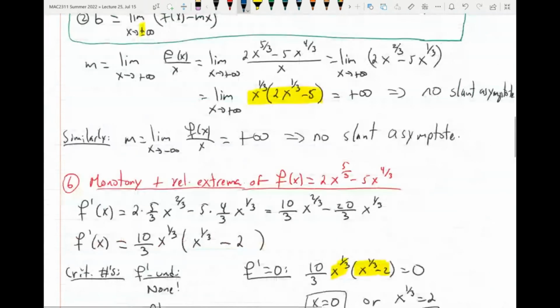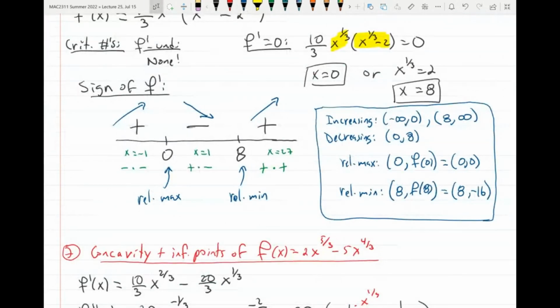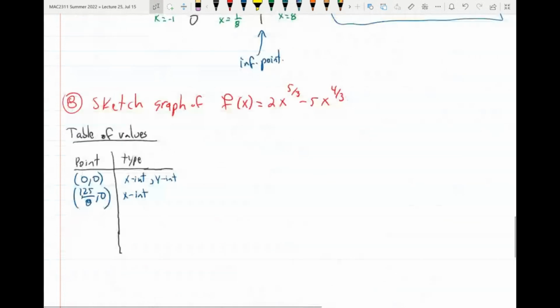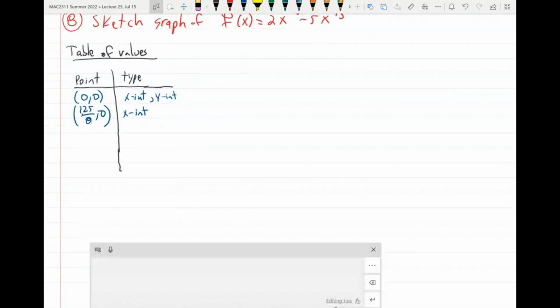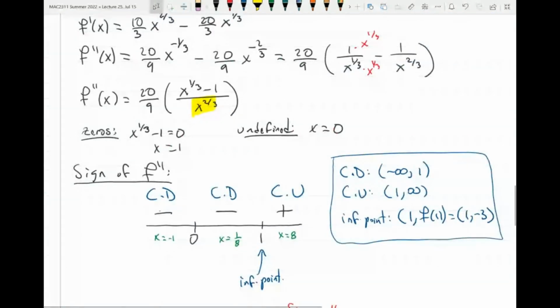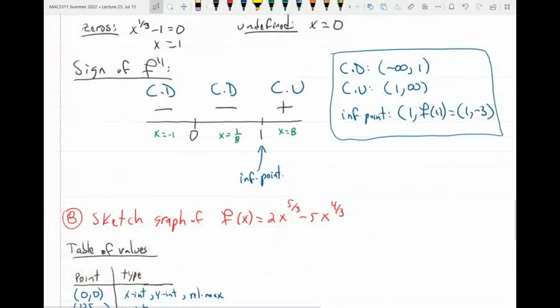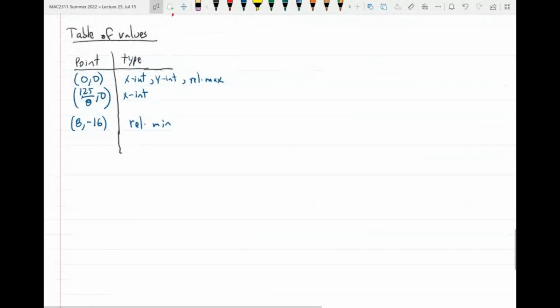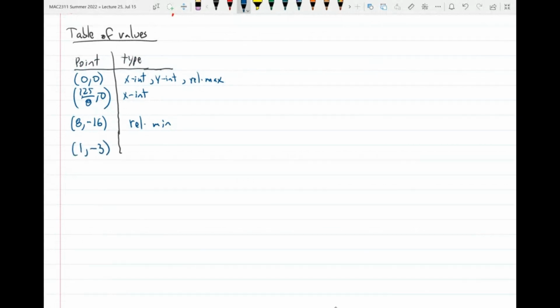Then we have another blue box. So we found 0, 0 is also a relative max, and then 8 comma negative 16 is a relative min. And then we found 1 comma negative 3 is an inflection point. So these points that are here, they are a must in our graph. They need to show up, indicating what they're doing.